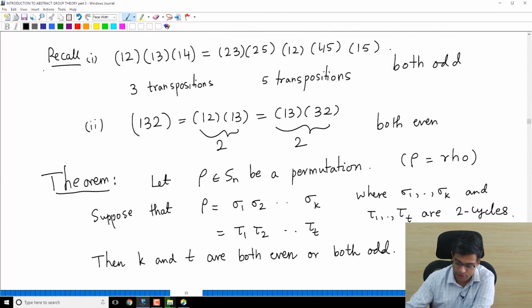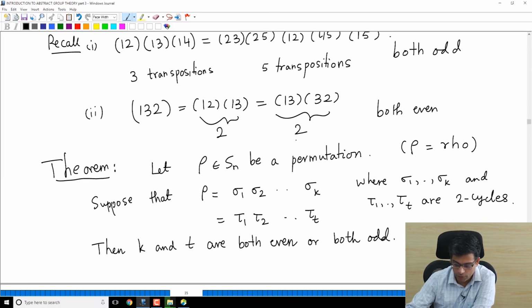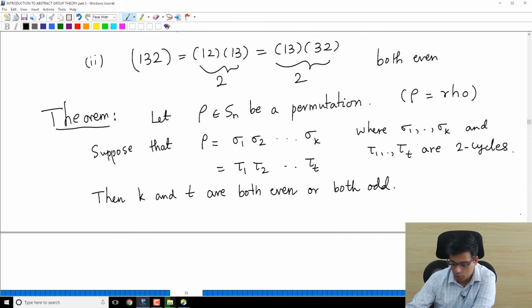or both are odd, as illustrated in this example. Here you have 3 and 5, both are odd. 2 and 2, both are even. Okay, so you can have both odd or both even.